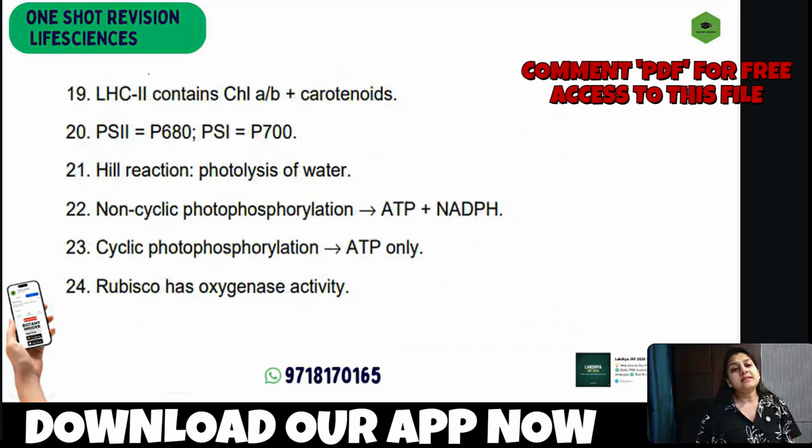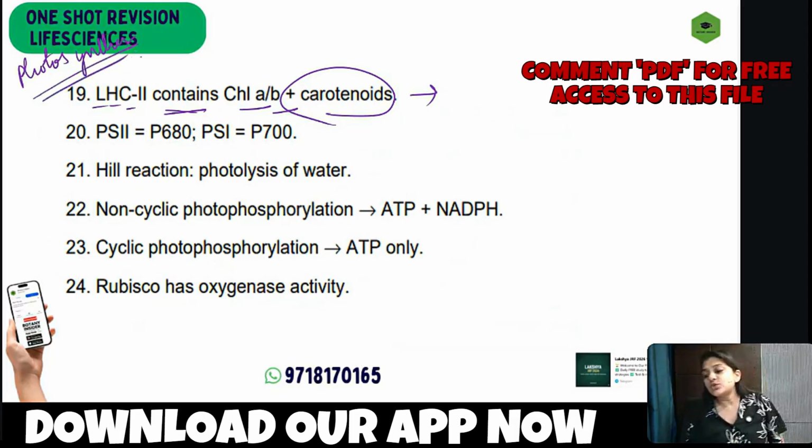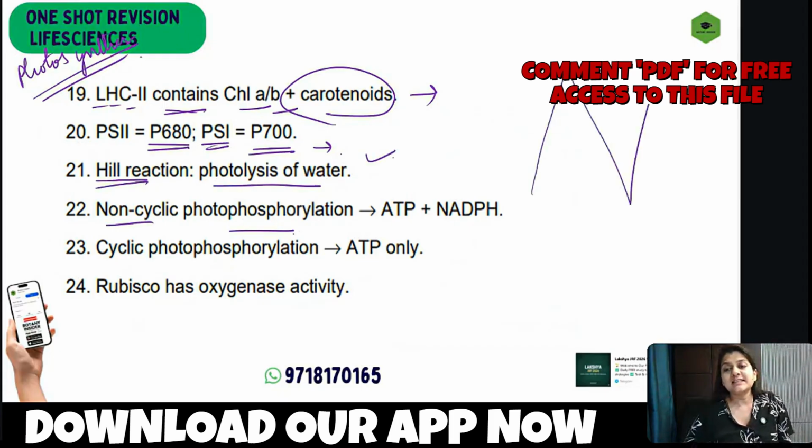Then LHC, light harvesting complex 2, contains chlorophyll a, chlorophyll b plus carotenoids. Now these are the pointers for your photosynthesis. Then photosystem 2 is P680 and photosystem 1 is P700. The Hill reaction is the photolysis of water. Non-cyclic photophosphorylation is your Z scheme that we talk about.